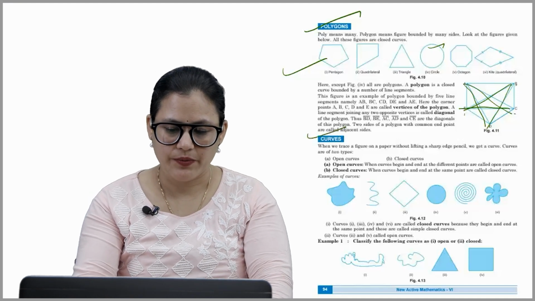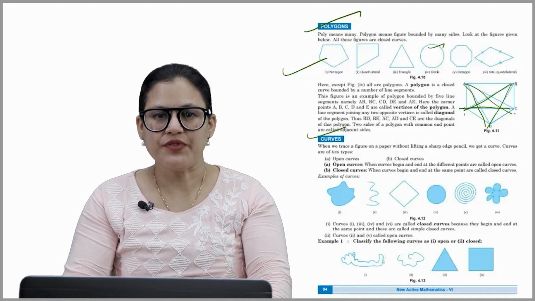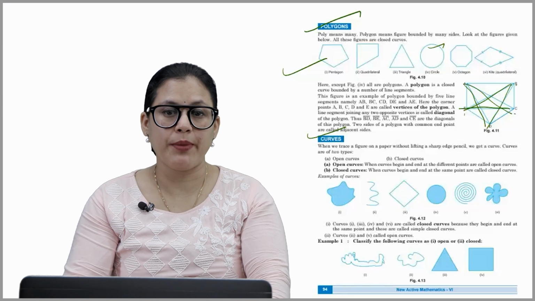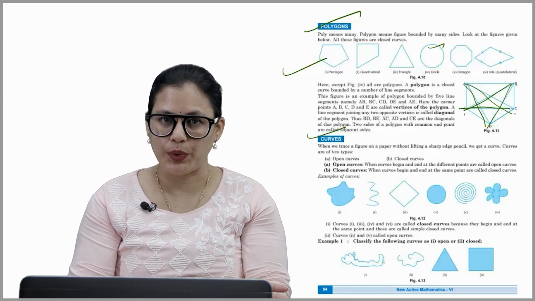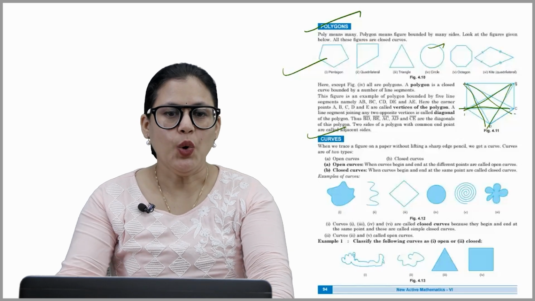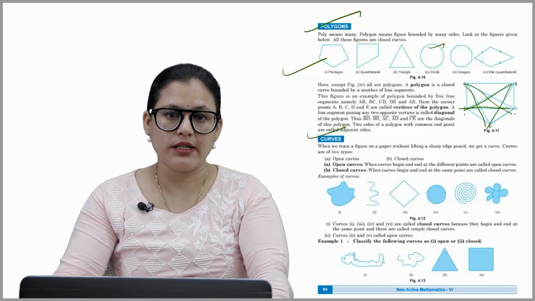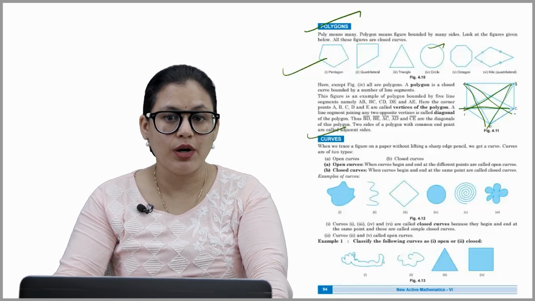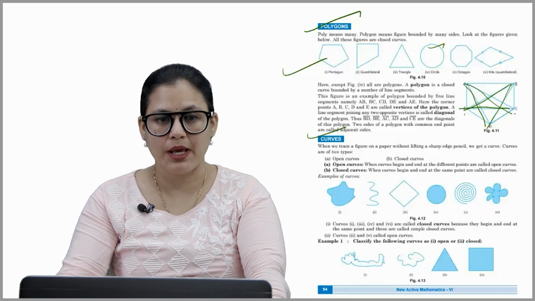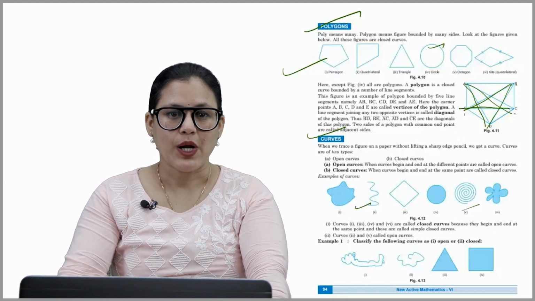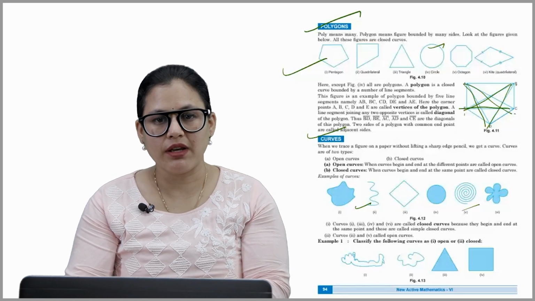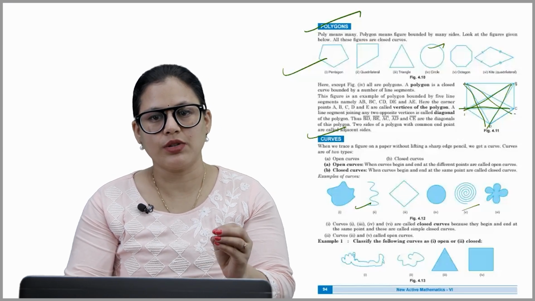Now, curves. When we trace a figure on paper without lifting a sharp-edged pencil, we get a curve. Curves are of two types: A, open curves, B, closed curves. Open curves: when curves begin and end at different points, they are called open curves. For example, this one and this one. These are open curves.